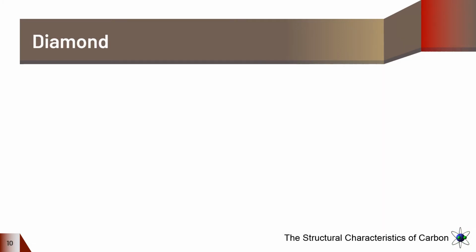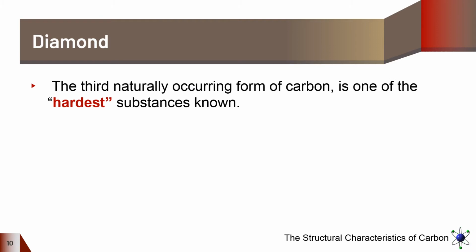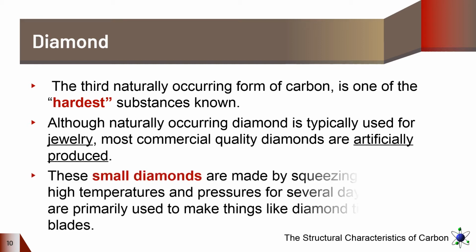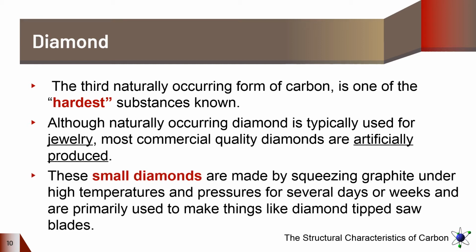How about the diamond? The third naturally occurring form of carbon is one of the hardest substances known. Naturally occurring diamond is typically used for jewelry. Most commercial quality diamonds are artificially produced. These small diamonds are made by squeezing graphite under high temperatures and pressure for several days or weeks, and are primarily used to make things like diamond tip saw blades.